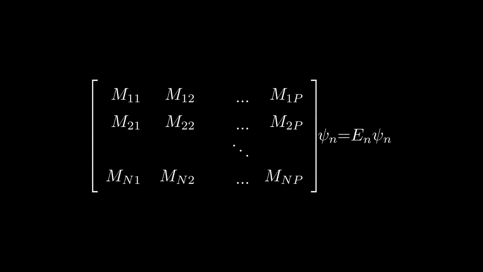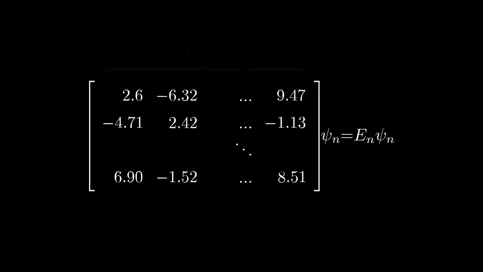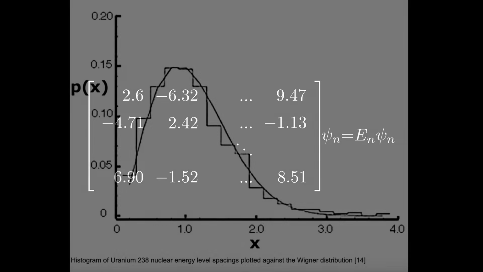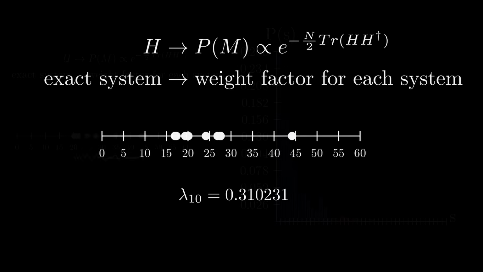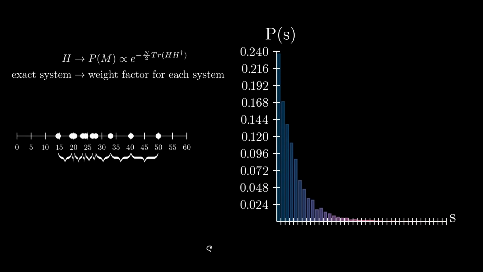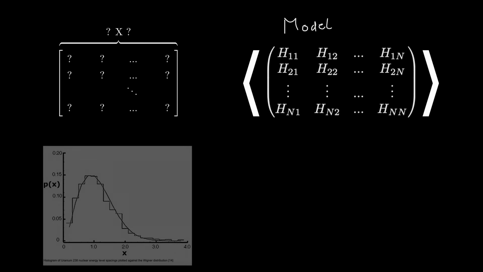Turning back to our nucleus Hamiltonian, we can use a similar approach here, but at the level of the system itself, not just the state. Namely, instead of writing the exact deterministic matrix of the nucleus, we model it with a random matrix. And instead of obtaining the exact spectrum of H, we can say something about its statistical properties. For instance, we can answer questions like, what is the likelihood to measure the eigenvalue lambda is 0.310231? Or, what is the likelihood that there's a spacing of S is 1.2? For the atomic nuclei, it turned out that this approach worked remarkably well.